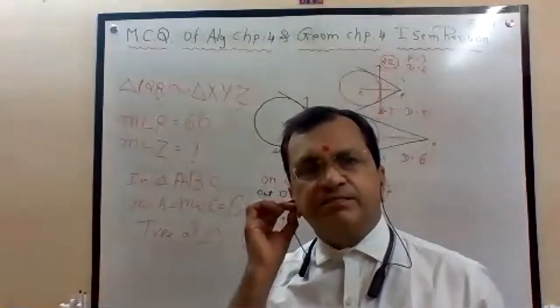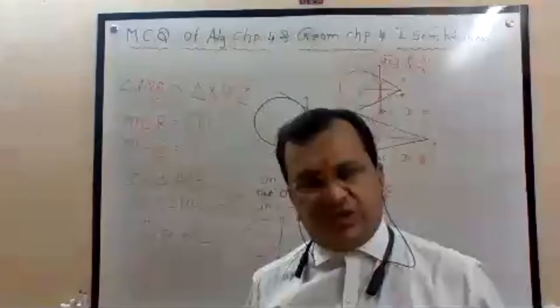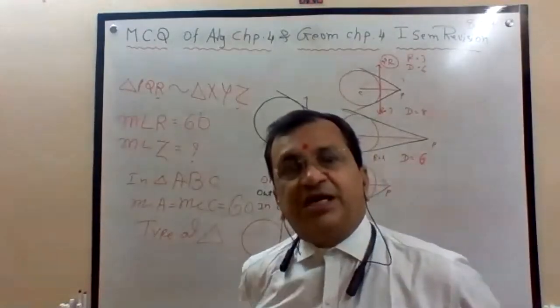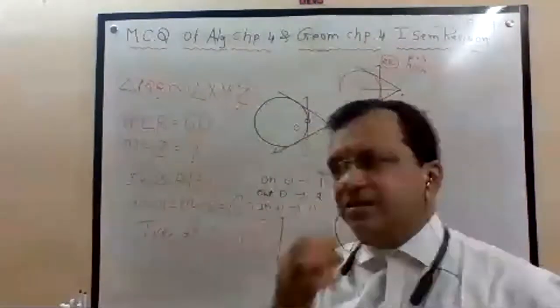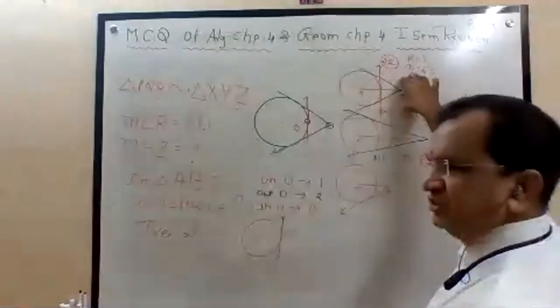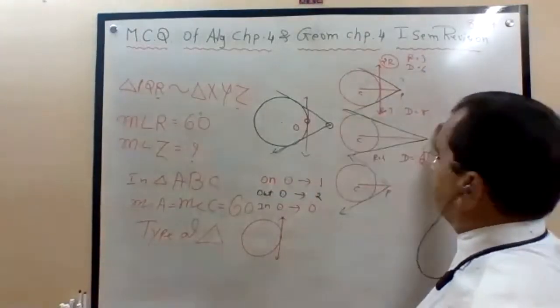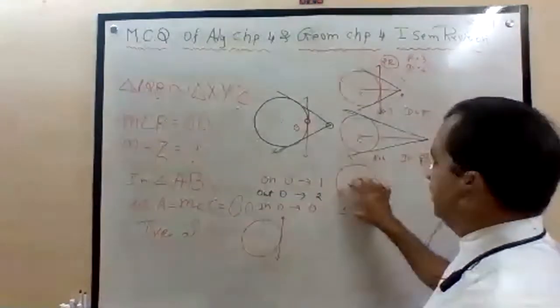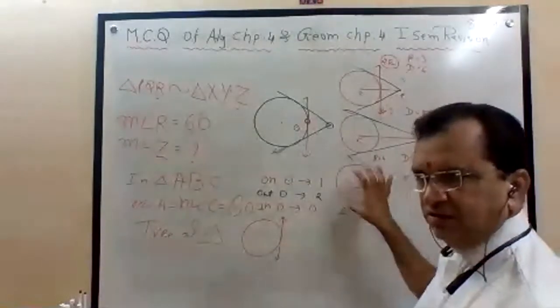That measurement they will give in the question. But in my words, you listen to my words: they will not give 3 and 6. They will give double of radii means this position. More than double of radii means this position. Less than double of radii means this position.